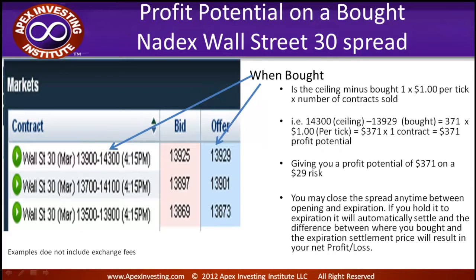Well, now let's look at the profit potential if we bought the Nadex spread. To find the profit potential, we simply look at the ceiling, and we subtract from that the price we buy it at. So the ceiling of $14,300 minus $13,929, the offer price, equals $371. Because that's 371 points times $1 per tick equals $371 a contract. If we do 1 contract, we have a $371 profit potential on a $29 risk.